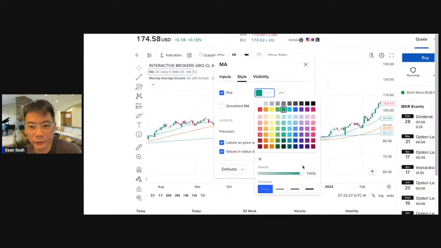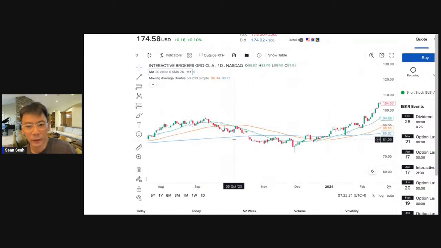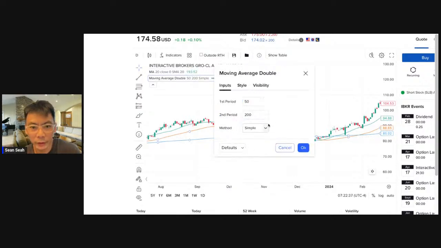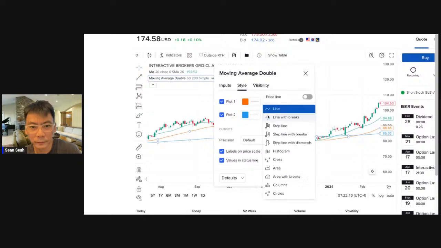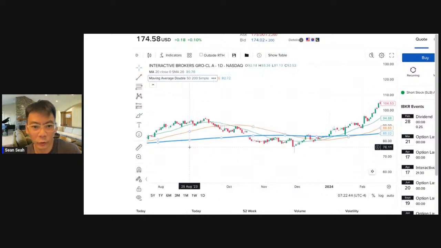Let me change it to green. Okay, so you can see that the blue color line is the 200 days. Let me make it slightly thicker. Okay, so 200 days is the thick one.